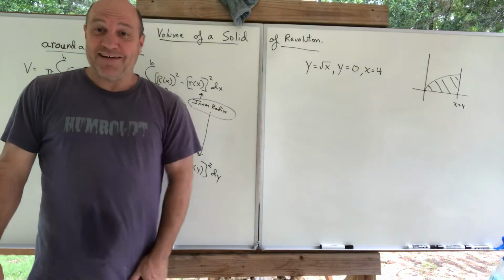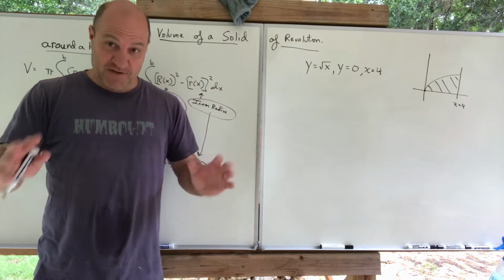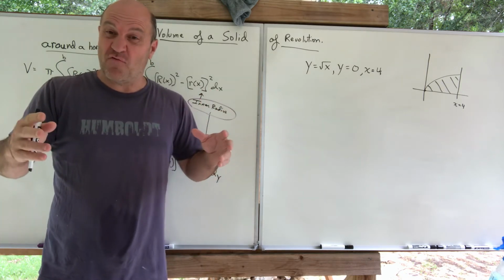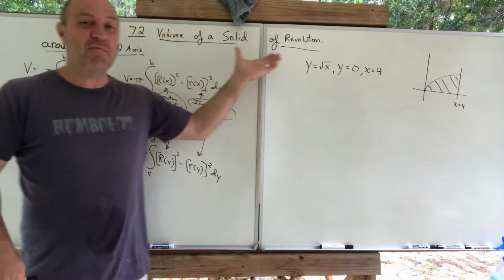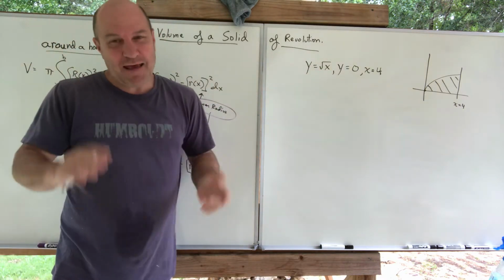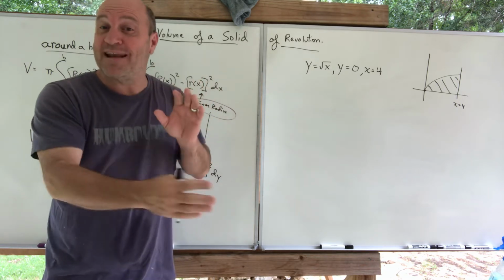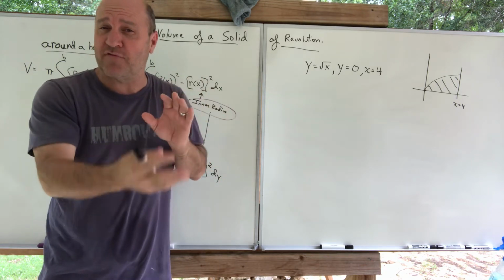Hello, good morning. Calculus 2, Chapter 7.2. We started doing volume of a solid of revolution. That's what it's called, the volume of a solid of revolution. Can't be any solid, I guess. You have to take a two-dimensional region, spin it around an axis, and that makes it a solid of revolution.